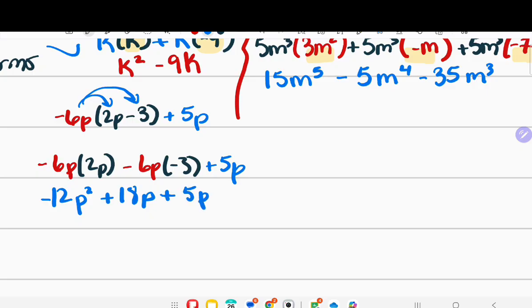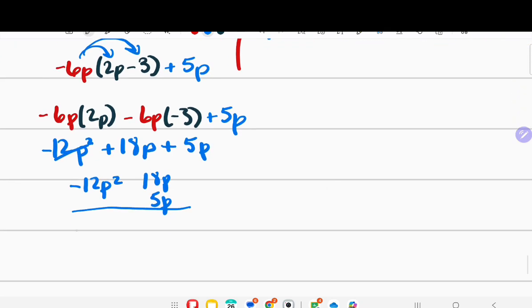All right. Now we have no parentheses. Now it's time to combine the what? Do you see it right off the bat? What makes them like terms? Both of them just got regular p. So if you wanted to, negative 12p squared here. I have no more. So I move to the 18p, and I have another 5p, so I line those up. My final answer is negative 12p squared and 23p.